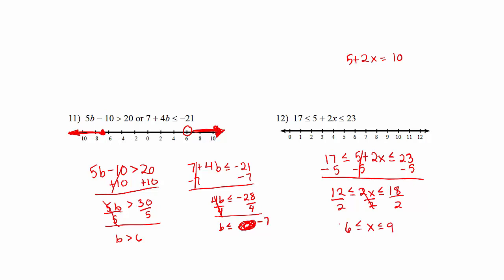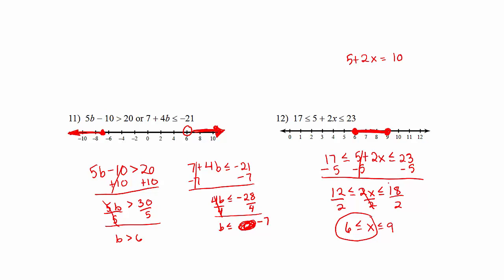And so you may think, oh, those are both pointing to the left, but remember that this is not in the right order for us to actually use that trick of which way it's pointing. And so really it's saying that x is between 6 and 9. So I'm going to put filled in circles at 6 and at 9, and then I'm going to shade in between them.